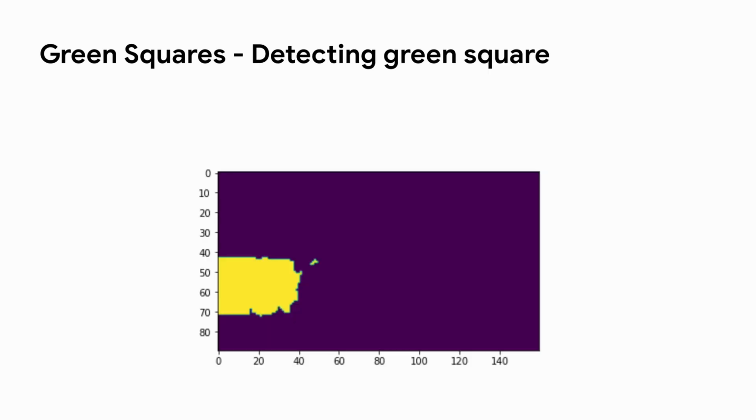Okay, now let's just consider a case with one green square. We find the number of contours of the green below the junction and consider its centroid. If it lies on the left of the frame, it's a left green square, and similarly for the right.